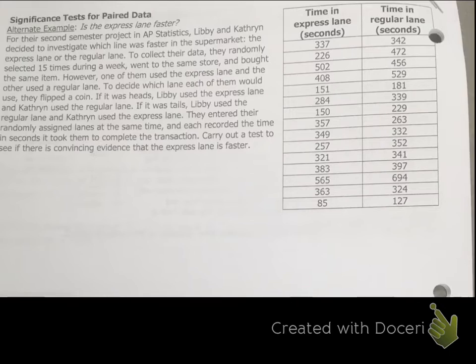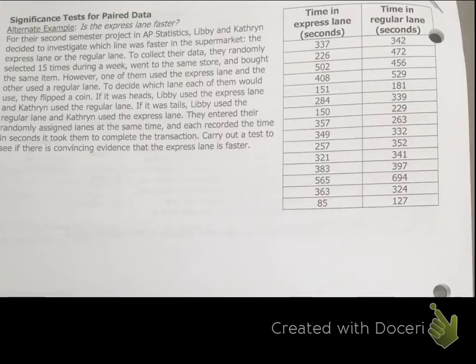If it was heads, Libby used the express lane and Catherine used the regular lane. If it was tails, Libby used the regular lane and Catherine used the express lane. They entered their randomly assigned lanes at the same time and each recorded the time in seconds it took them to complete the transaction. Carry out a test to see if there is convincing evidence that the express lane is faster.